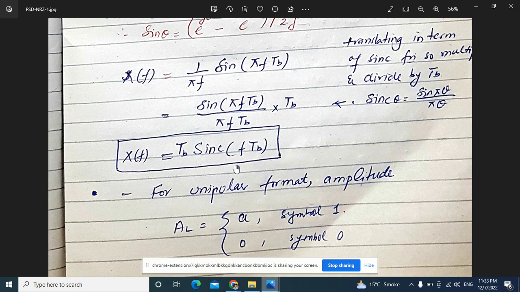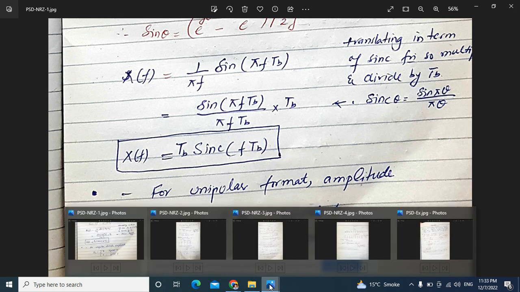For unipolar, we know that the amplitude AL is equal to A if the symbol is 1 and 0 if the symbol is 0. We have already calculated the Fourier transform. The second step is to calculate the autocorrelation.